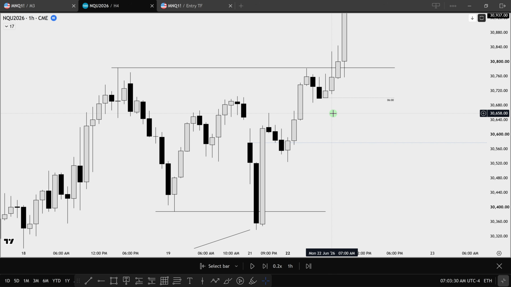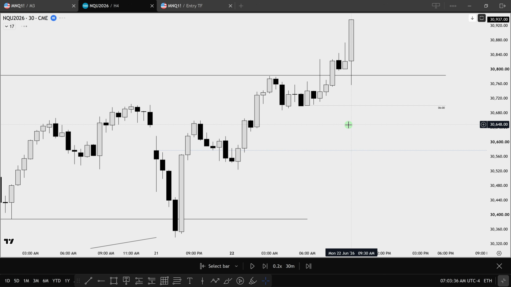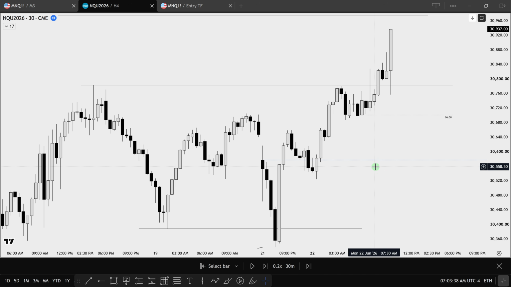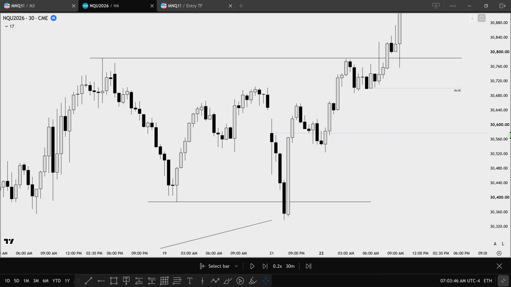And let's drop down to the 30-minute time frame because we don't have anything clear here. And also so we can see the 9:30 open. Let's see 9:30. Oh God, this is here. So yeah, actually I would not trade this day.